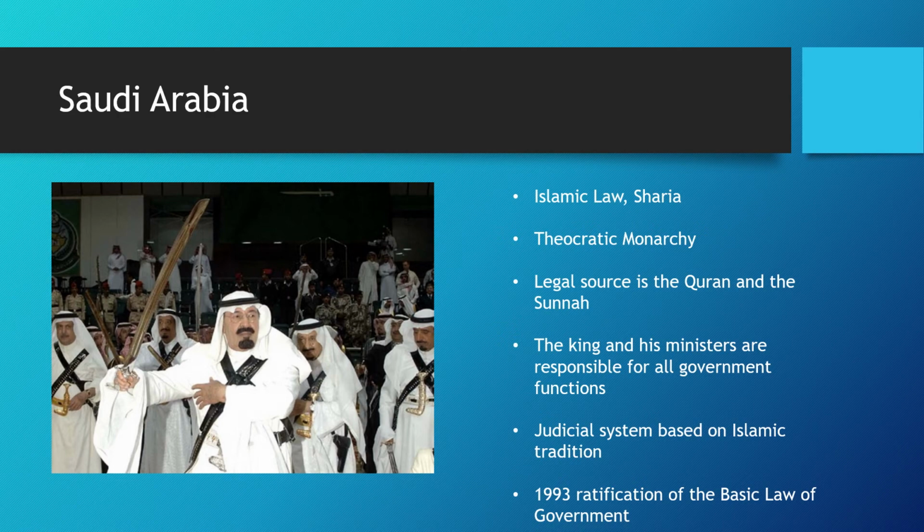As far as governmental responsibilities, the king and his ministers are in charge of all government functions from the top down, of all the branches, which would be the equivalent of executive, judicial, and legislative. All decisions at all levels could be made by the king. This judicial system is based on Islamic tradition and on the holy books.